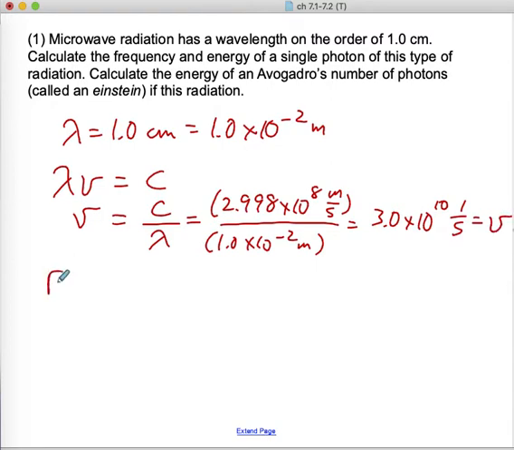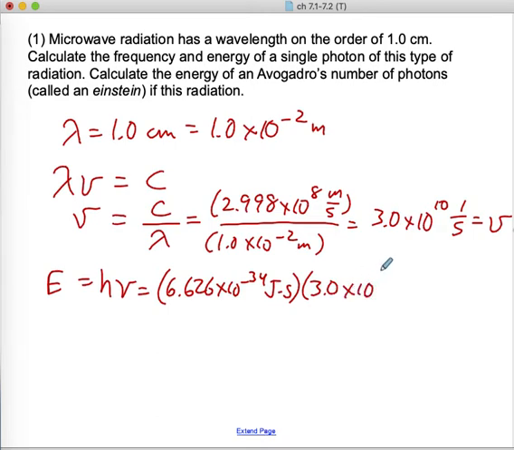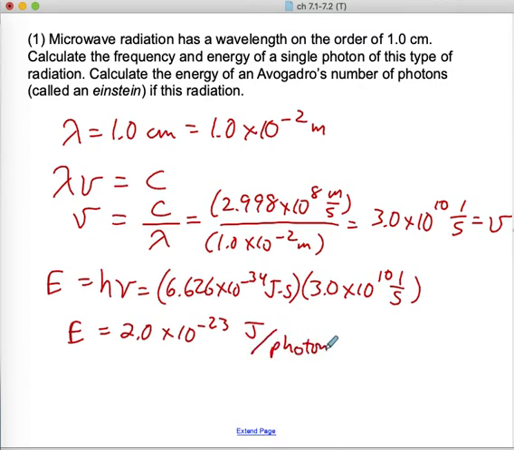To calculate the energy, I will simply use energy equals Planck's constant times frequency, and that gives me 6.626 times 10 to the negative 34th joule seconds times 3.0 times 10 to the 10th hertz, or reciprocal seconds, or an energy of 2.0 times 10 to the negative 23rd joules. I'm just going to put in joules per photon because we're assuming that we're dealing with a single photon.